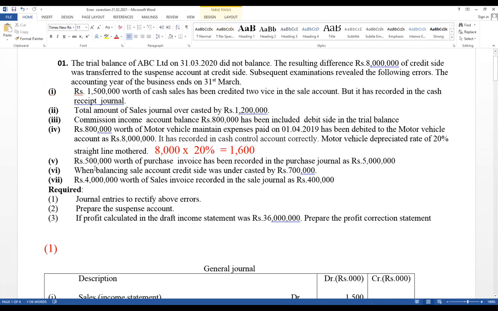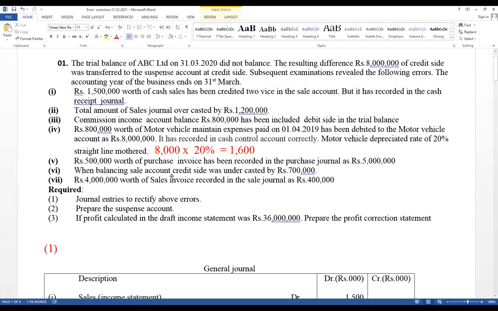Think about 6. When balancing sales account, credit side was undercasted. If errors occur when balancing ledger account, those are definitely effect for suspense. When balancing sales account, credit side undercasted. Therefore, sales account credit 700, suspense account debit. If errors occur when balancing ledger account, definitely effect for suspense.